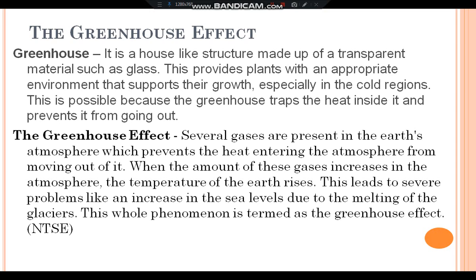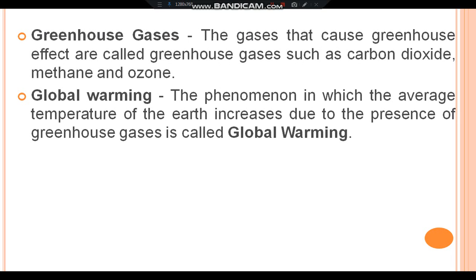The greenhouse effect. Several gases are present in the Earth's atmosphere, which prevent the heat entering the atmosphere from moving out of it. When the amount of these gases increases in the atmosphere, the temperature of the earth rises. This leads to severe problems like an increase in the sea level due to the melting of glaciers. This whole phenomenon is termed the greenhouse effect.